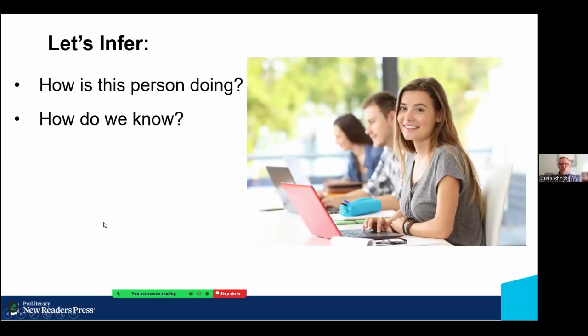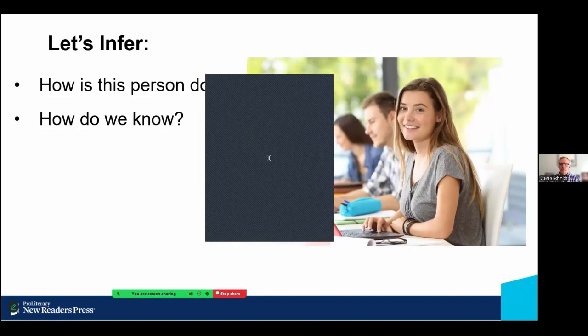And I invite you to chat this. We have a picture here on the screen. How is this person doing? And I guess we're not necessarily using textual evidence, but what in this picture would tell us how this particular person is doing? How's this person doing? How do we know? Please put that in the chat.